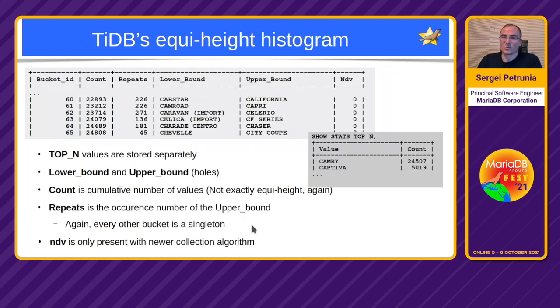TiDB is also open source, so it's fairly easy to take a look. The first thing is that they store a top N separately. Here you see that Camry is put into top N, and you don't see it in the histogram. They follow MySQL in that they store lower and upper bound, so there are holes. Count is the cumulative number of values, so the histogram is not exactly equihight. Again, they have the same thing that CockroachDB has, the occurrence number of the upper bound. So the upper bound is kind of in its own bucket. NDV is all zero here. They have two collection algorithms, so one of them apparently doesn't support it.